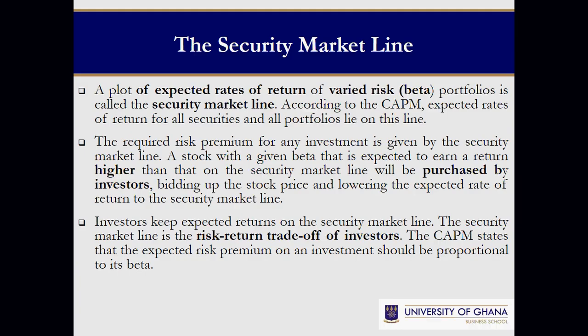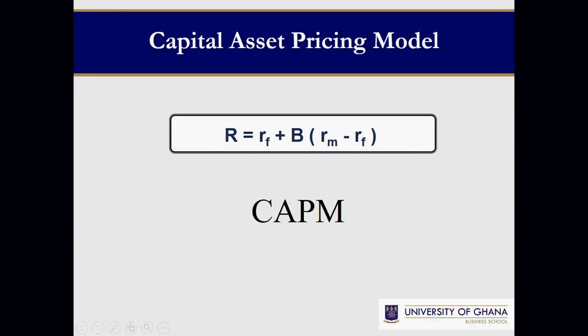Investors keep expected returns on the security market line. The security market line is the risk-return trade-off of investors. The CAPM states that the expected risk premium on an investment should be proportional to its beta. So this is it: expected return is equal to the risk-free rate plus beta times the bracket of the market return minus the risk-free rate, right? So basically, if the beta is 0, then R is equal to the risk-free rate, right? And when beta is 1, R is equal to the market return.